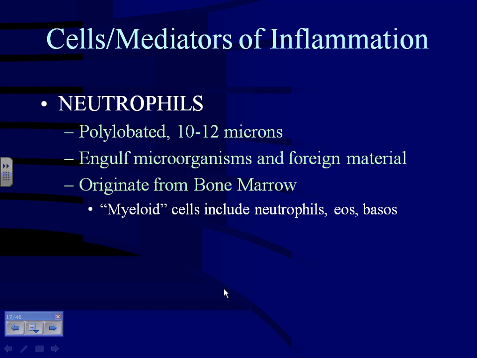They originate from the bone marrow, so they're part of the myeloid cell population, which includes not only the neutrophils, but also eosinophils and basophils.